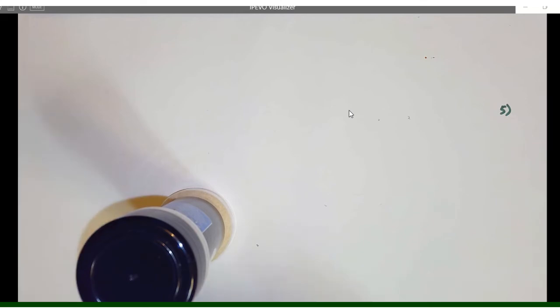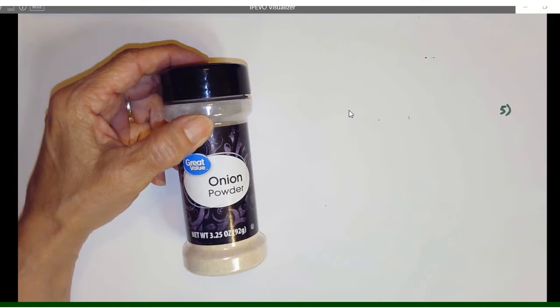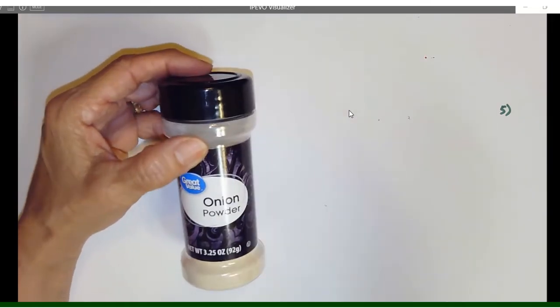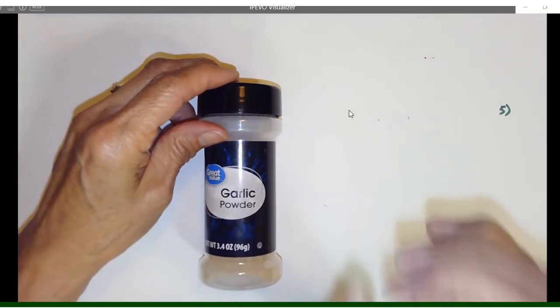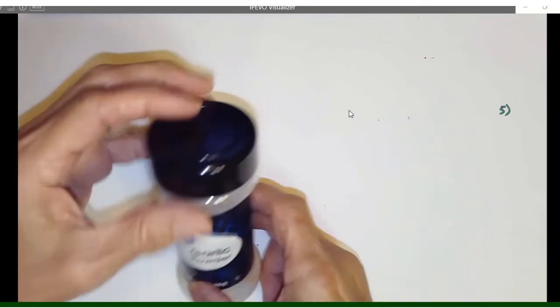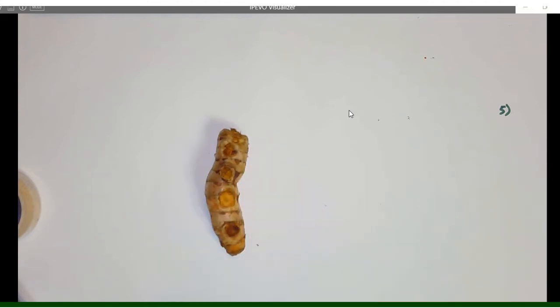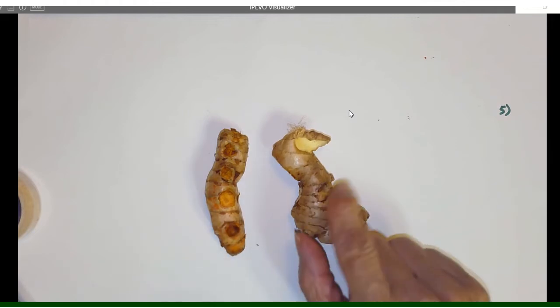Okay, students, I wanted to just share with you a few things that you may be familiar with, a spice. So here we have onion powder. Now, onion powder may be considered a spice, but it's actually powdered from an onion. An onion is like a vegetable. Now, garlic. Garlic comes from a clove. When you purchase it fresh, a garlic clove is pressed into garlic powder. Now, this is ginger. This is turmeric. These are fresh spices that I actually put in my juices in the morning.